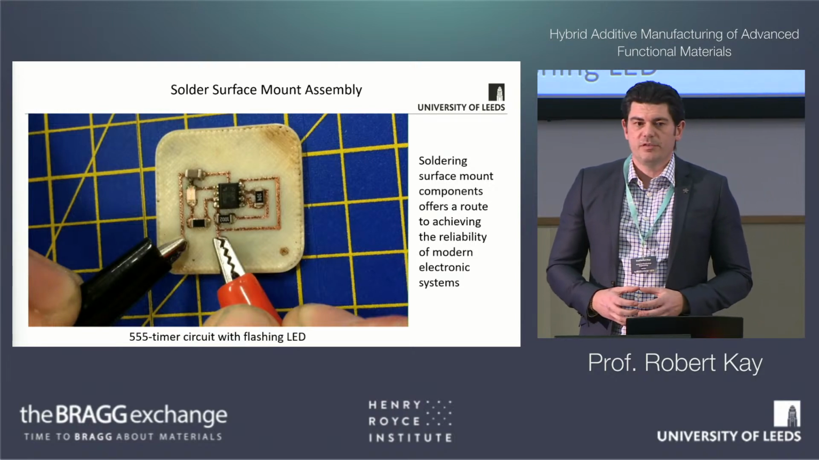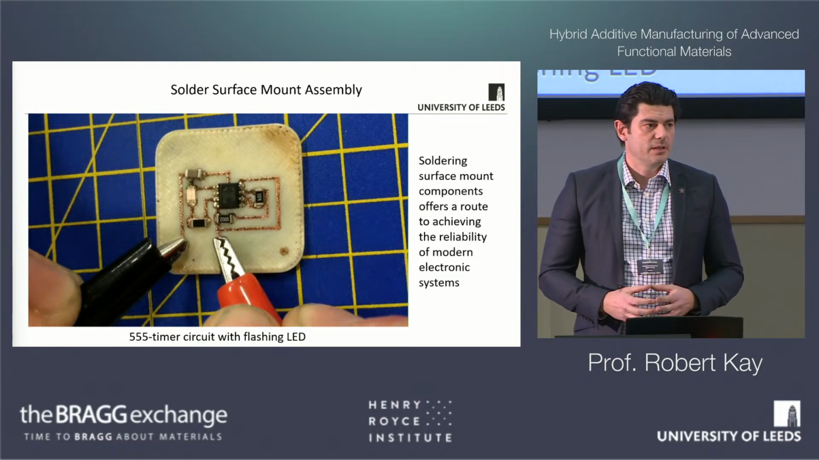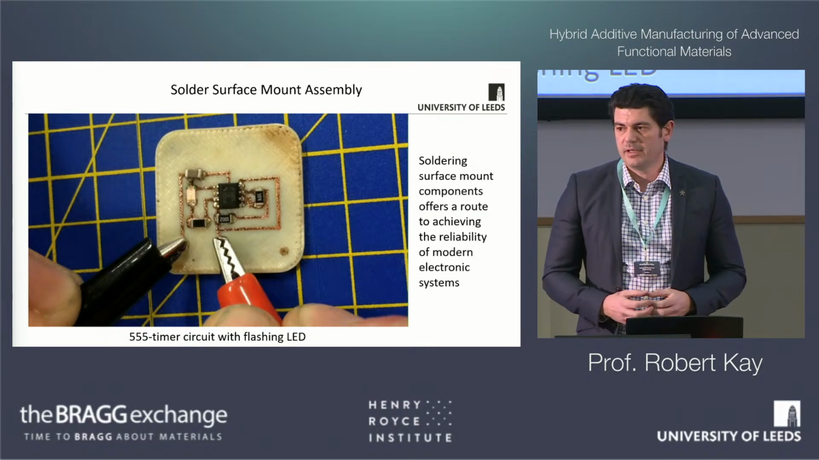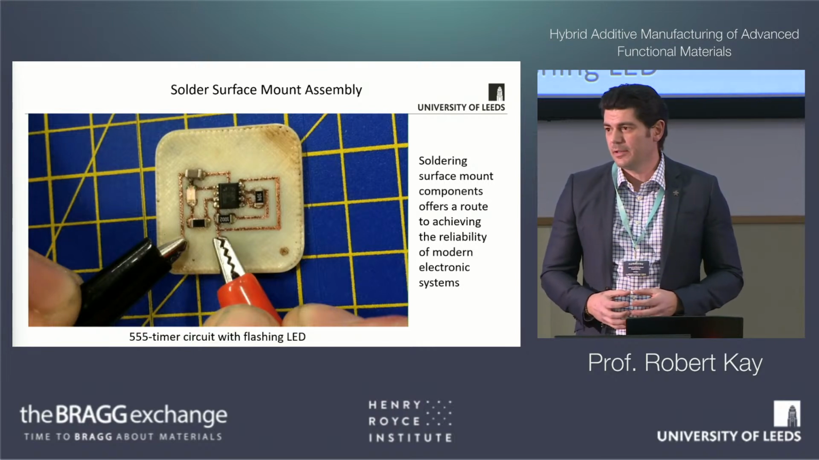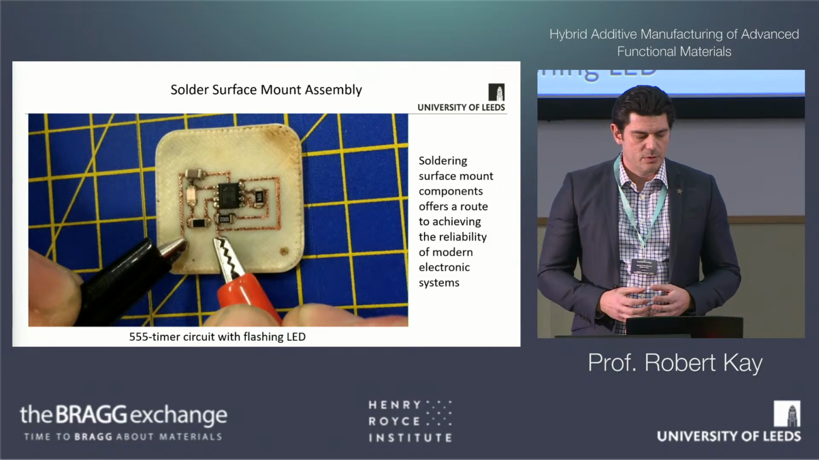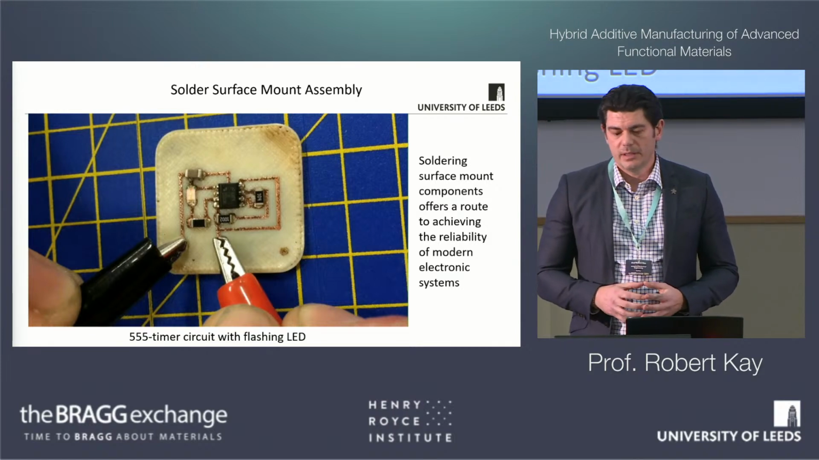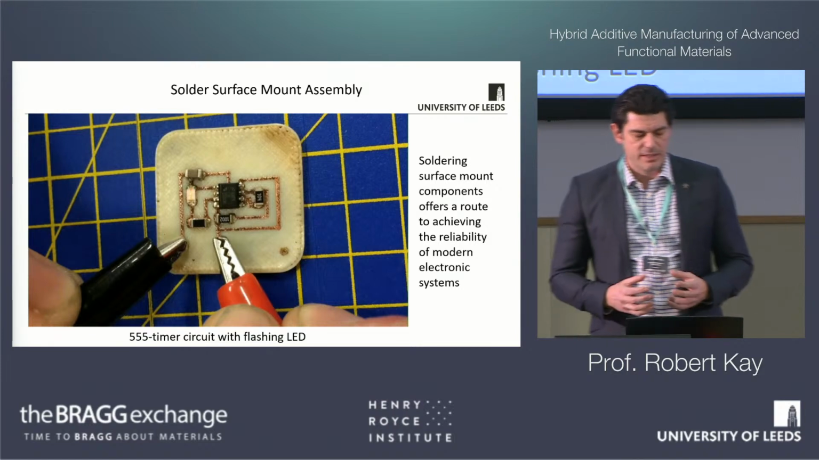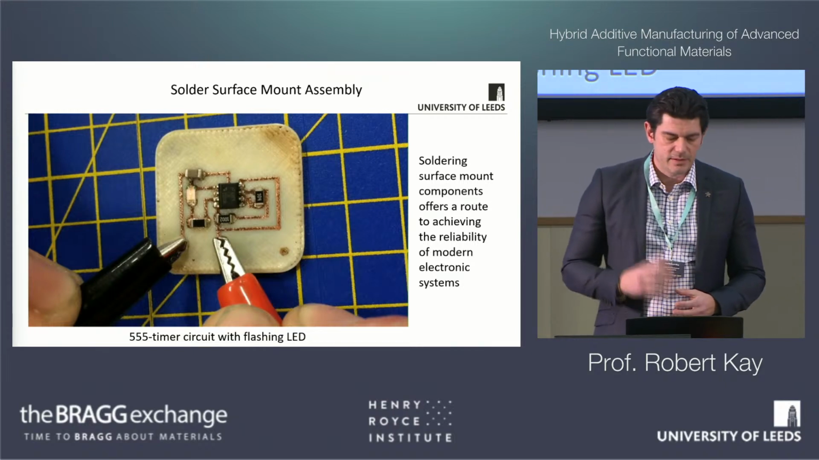The next thing we wanted to look at was that people were not using solder on 3D printed electronics, so they're still using paste and inks, and that's where I think the reliability issue comes from. Solder creates that metallurgical bond, and so it creates a very reliable interconnect.